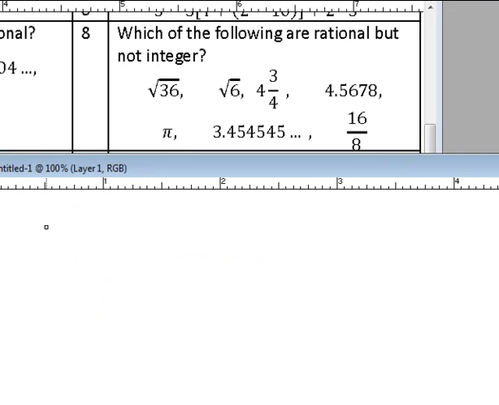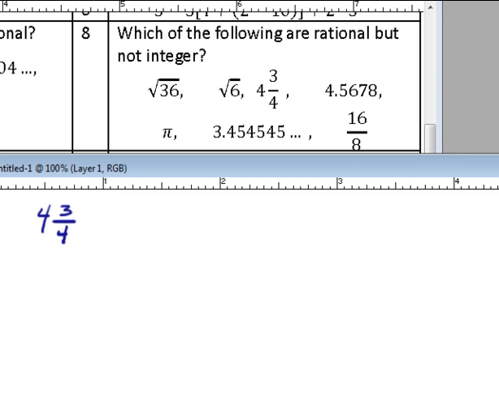In number 8, we're asked which of the following are rational but not integer. The square root of 36 is the whole number, the integer 6. Okay, so that one is an integer. The square root of 6 is irrational, so that's not rational. Here 4 3/4, that's rational and not an integer. Okay, so that's 1.